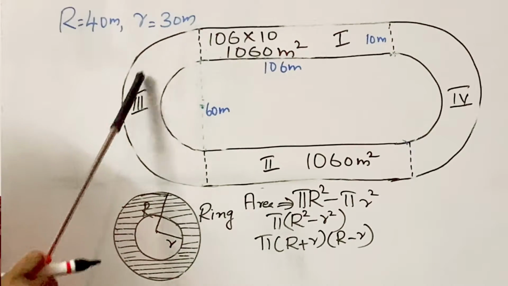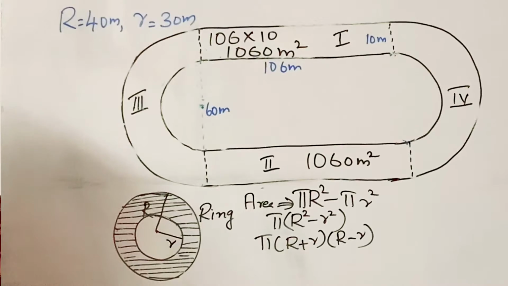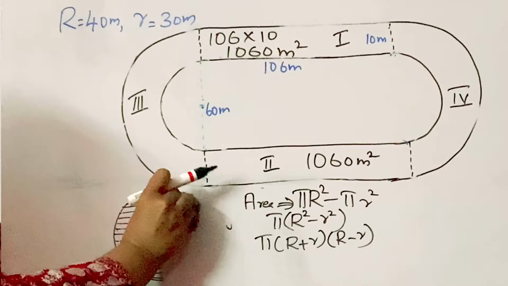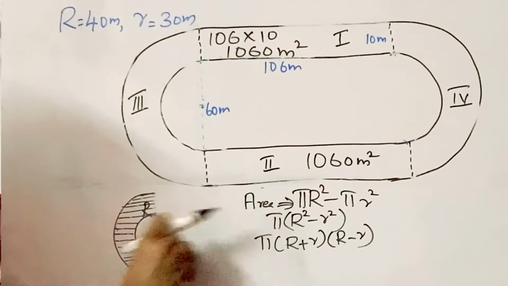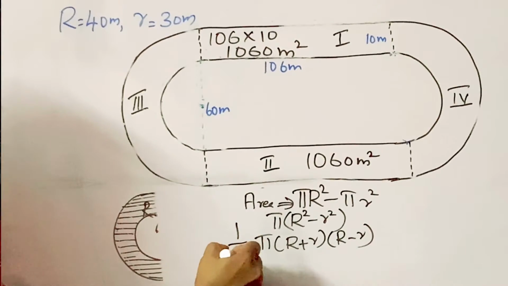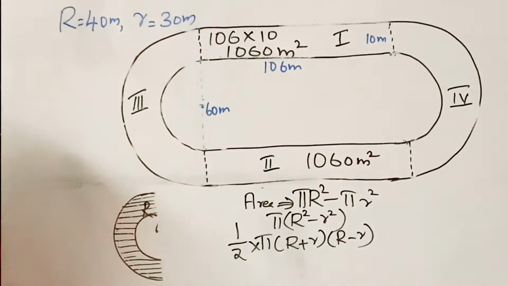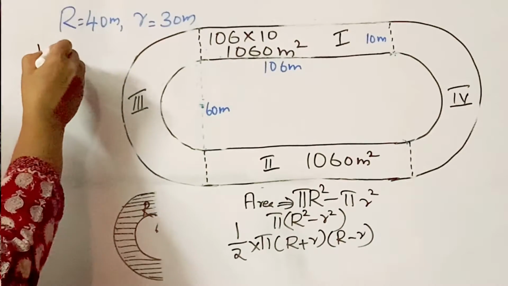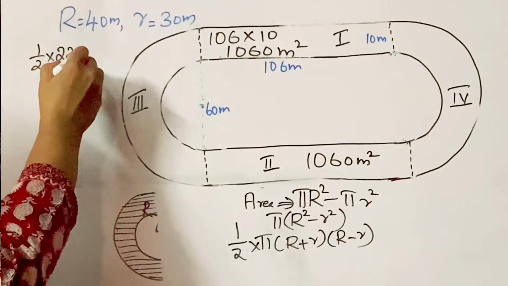Here we have a semicircular ring. So what will be the area? Semicircular means just half of this, isn't it? So the area is 1 by 2 into pi into R plus r into R minus r. Then find that out. That is 1 by 2 into pi, which is 22 by 7, into R plus r into R minus r.